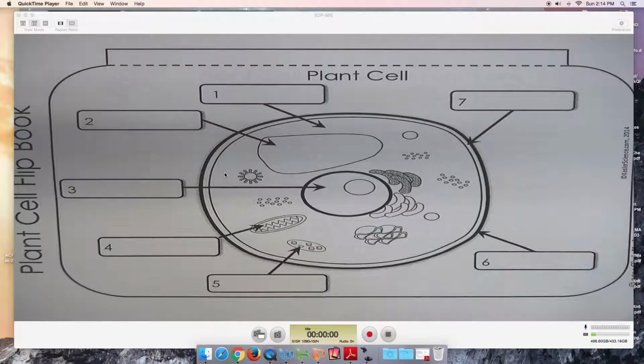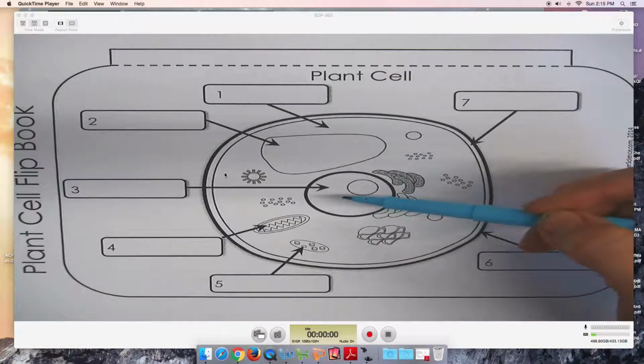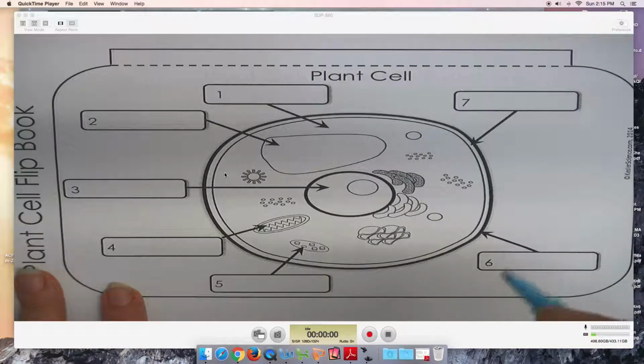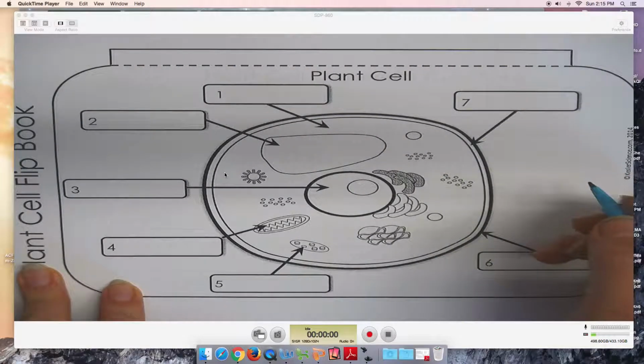So let's start off with number 1. Seems like a good place to start. Number 1 is pointing to the empty space inside of the cell. And if you remember from the animal cell, everyone should be able to tell me what that's called. It's a jelly-like substance. It is called the cytoplasm.